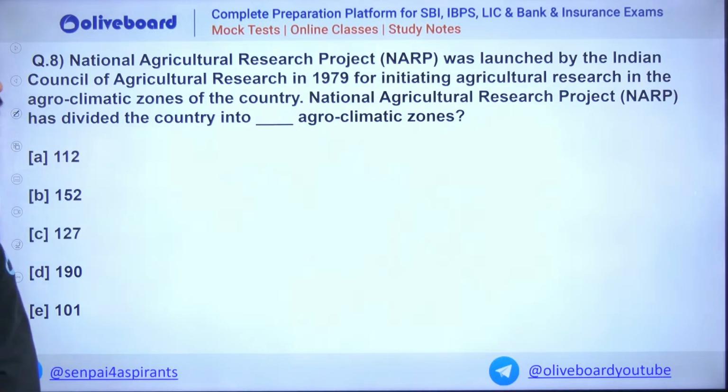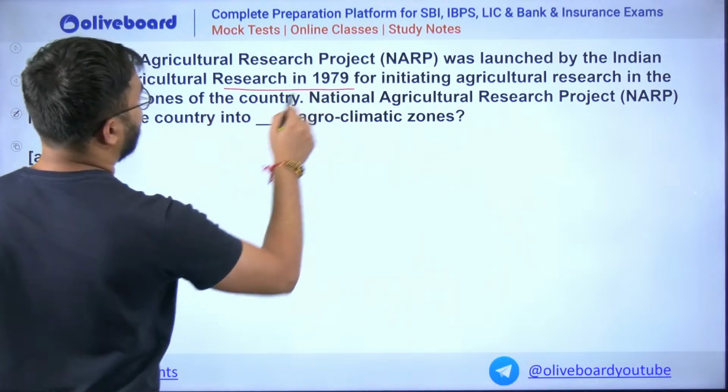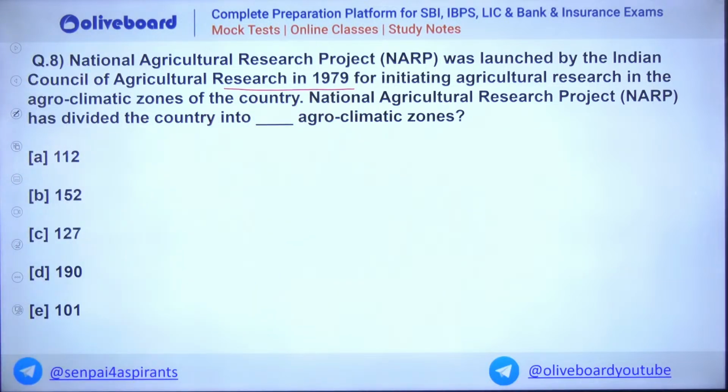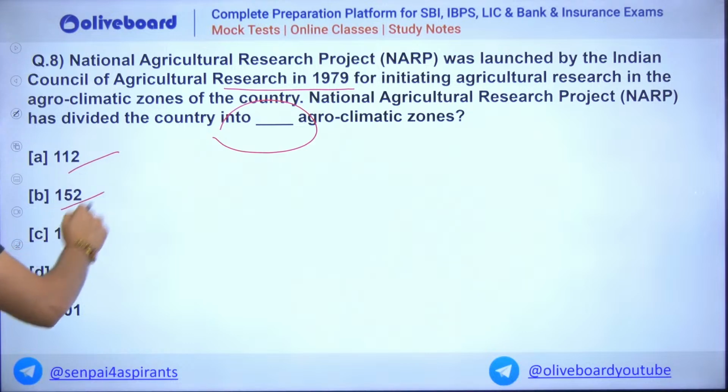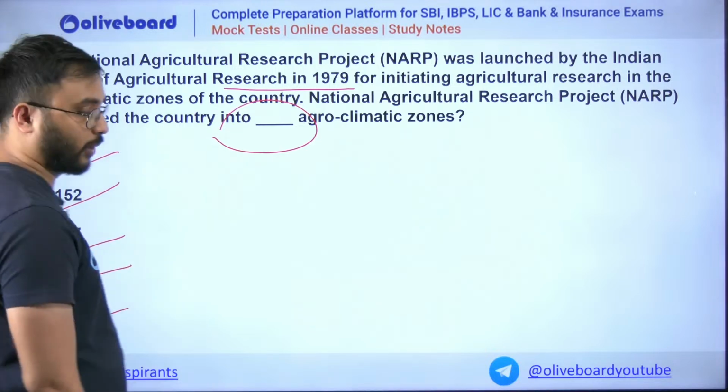National Agricultural Research Project NARP was launched by Indian Council of Agricultural Research in 1979 for initiating agricultural research in agroclimatic zones in the country. NARP has divided the country into how many agroclimatic zones? 112, 152, 127, 119, 101.